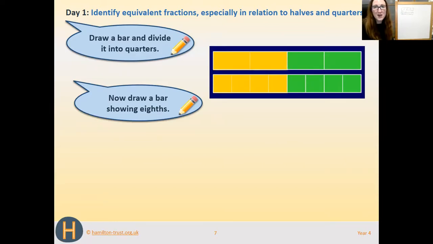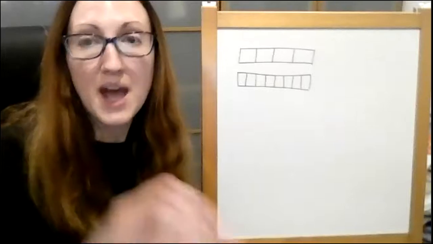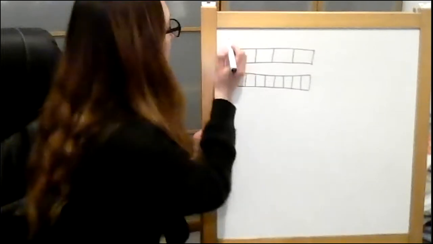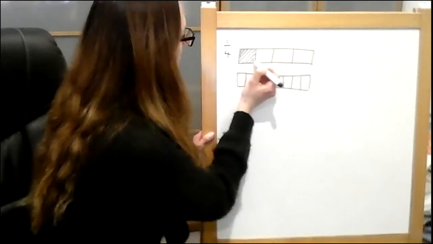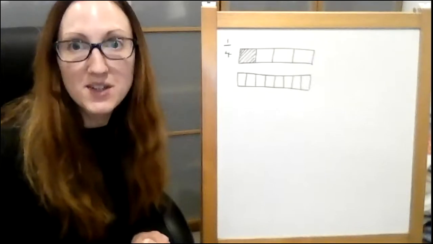So we should have our 4 quarters there, clearly marked equal sections, and then our bar split into 8 equal sections underneath. And then our question here is, how many eighths are the same as 1 quarter? So the first thing that we're going to do, how many eighths are equal to 1 quarter? First thing that I'm going to do is I'm going to shade that 1 quarter. I'm going to write it here, 1 quarter. And now I want to see how many eighths are equivalent to that, are equal to that.